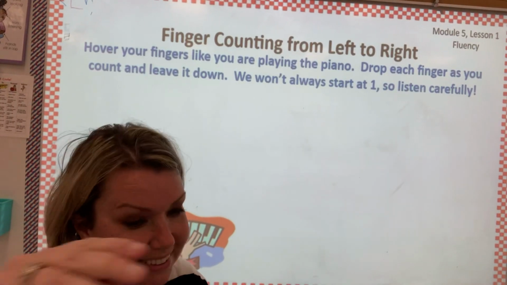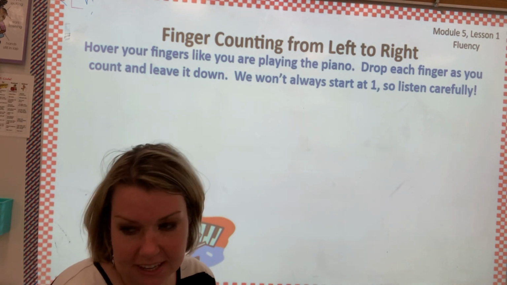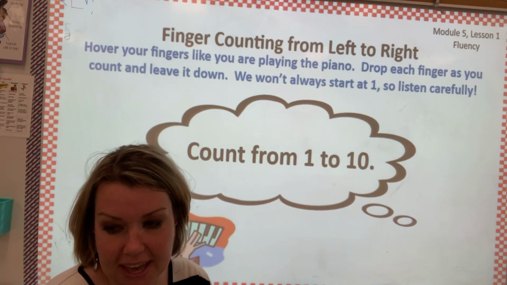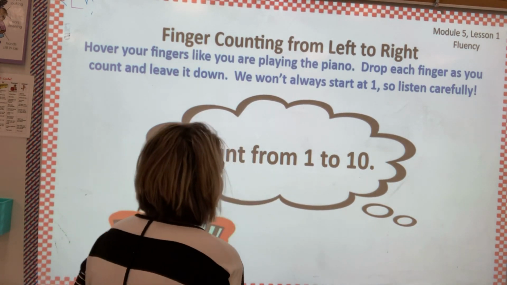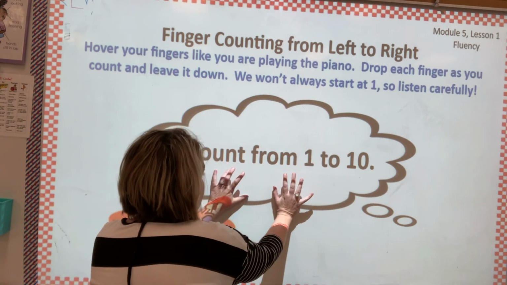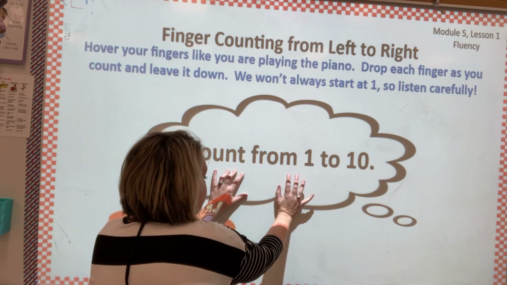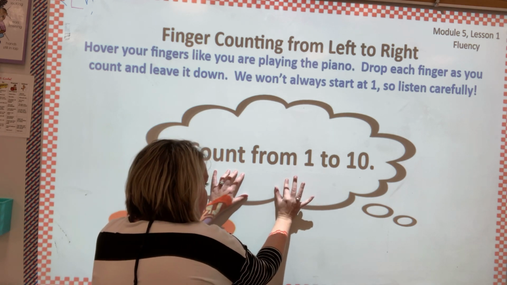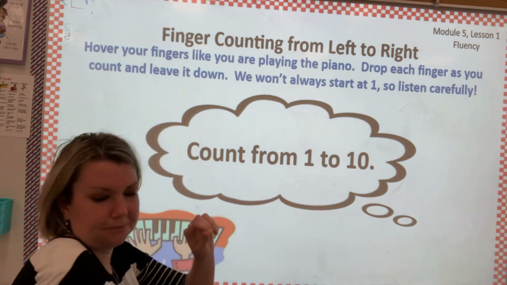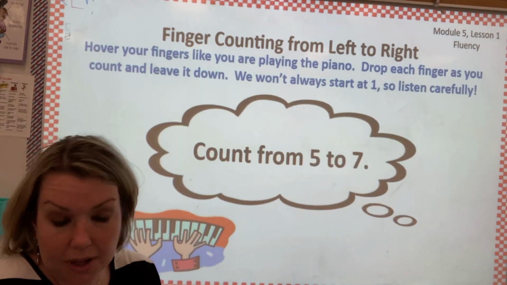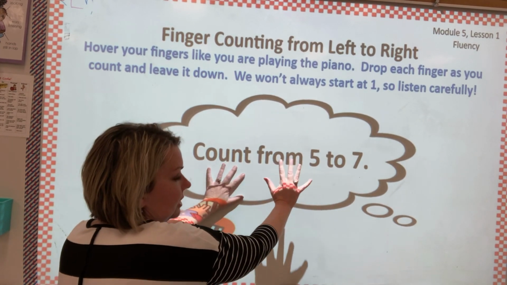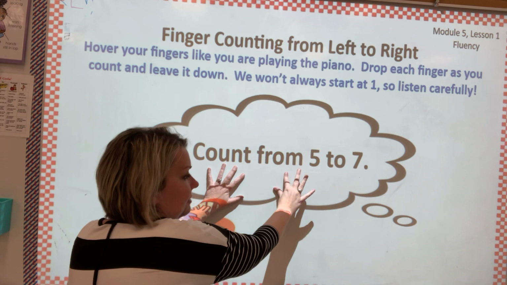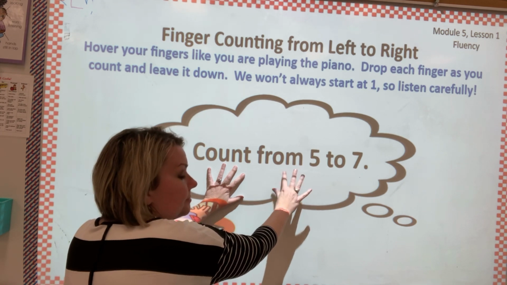Fingers like a bridge. Oh, well, that's very good, but we're just pretending for math right now. Okay, count from 1 to 10. Count on the piano. Here we go. 1, 2, 3, 4, 5, 6, 7, 8, 9, 10. Okay, now count from 5 to 7. So I'm going to put down 5 fingers, 6, 7, and 3 fingers are still up.